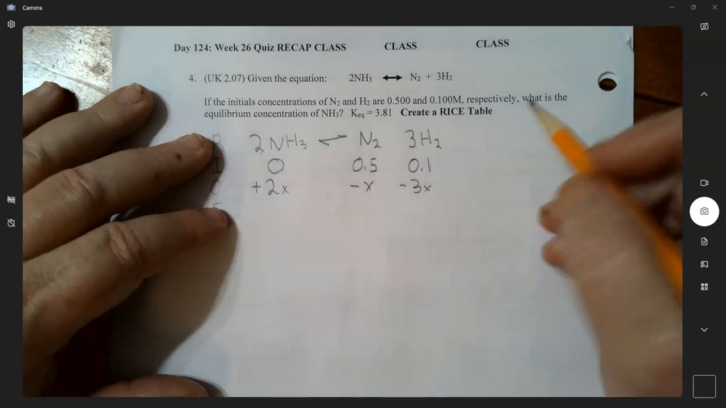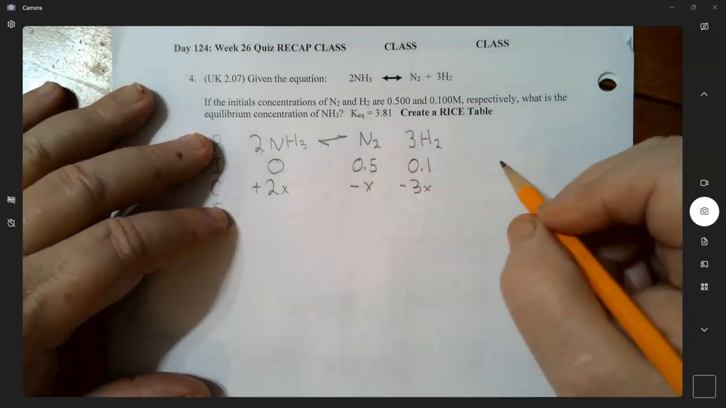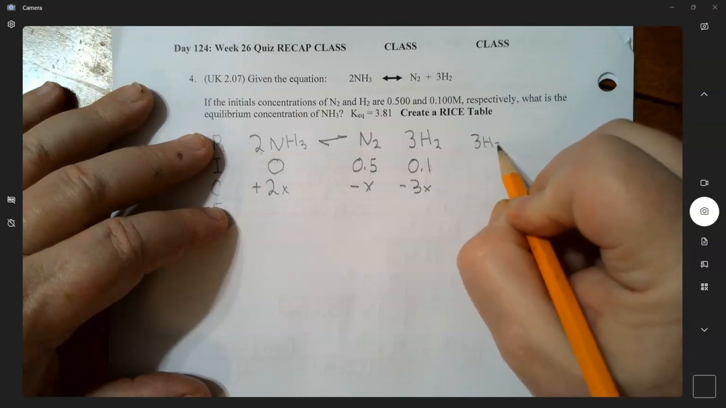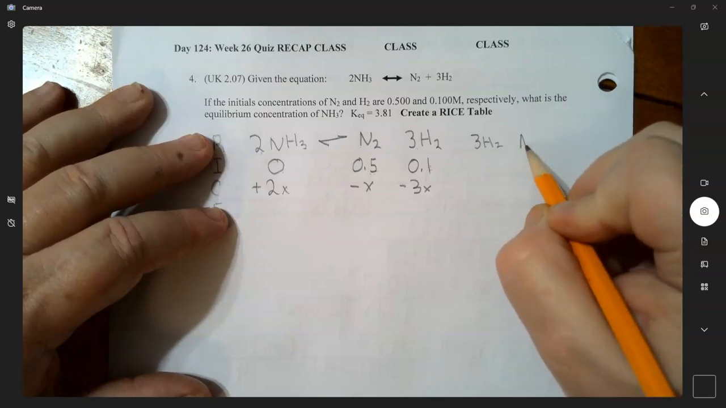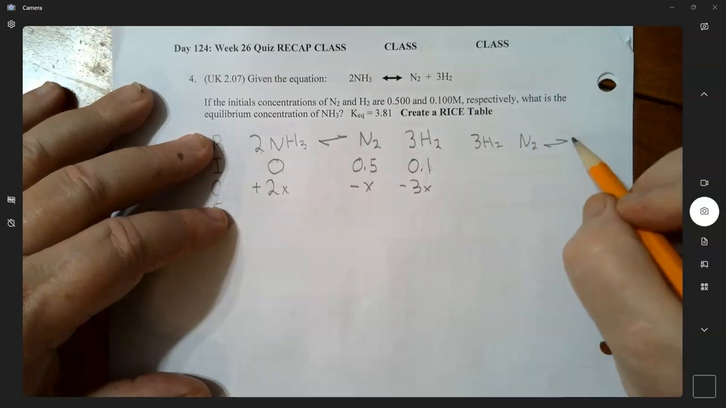It's valid to turn this around. I'm just going to make this point; I made it in class. You could turn this reaction around and call these the reactants. I could write this as 3H2 plus N2, and that gives you 2NH3. Now this is not a part of this problem, I'm just showing you something. You just reverse the reaction.